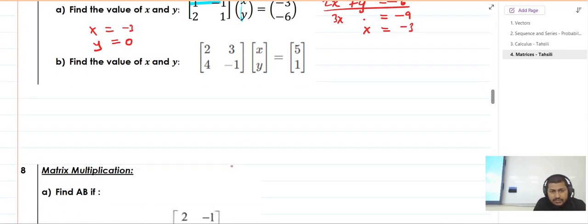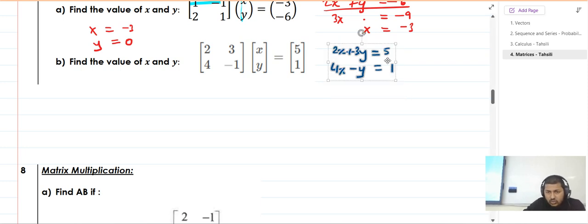Next one, same problem. Find the value of x and y. This is written in the form of a matrix equation. So 2x plus 3y is equal to 5. 4 times x is 4x. Minus 1 times y is minus y, equal to 1.